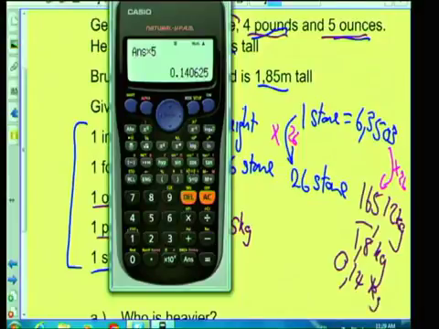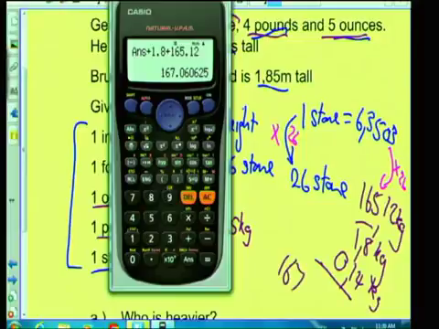So now all that I'm left to do is to add up. I've got that number of ounces in kilograms plus 1,8, which was the pounds contribution, plus the stones contribution, which was 165,12. And there we go. His total mass was 167,06 kilograms. Now, be very careful.